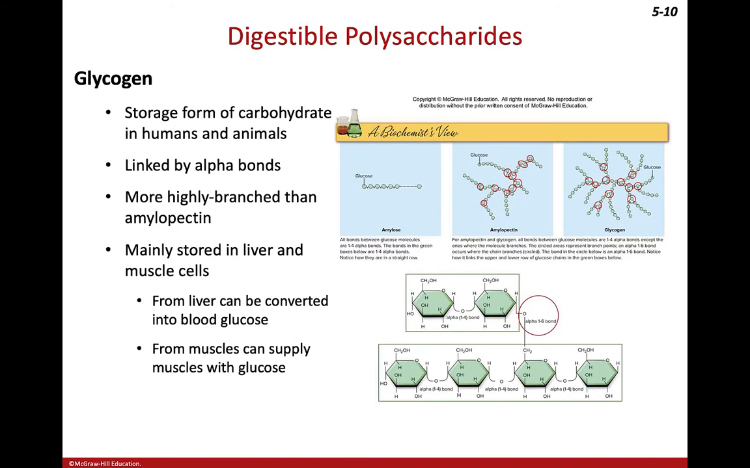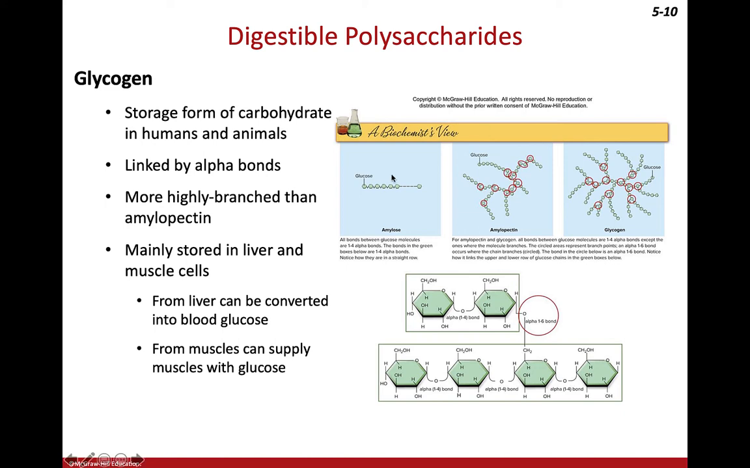Now, glycogen. This is the storage form of carbohydrate in humans and animals. These glucose molecules are linked by alpha bonds, and they are extremely highly branched. We are going to find glycogen primarily in two places, the liver and muscle cells. The liver can take glycogen and convert it into blood glucose, and our muscles can use this glucose to generate ATP during exercise.